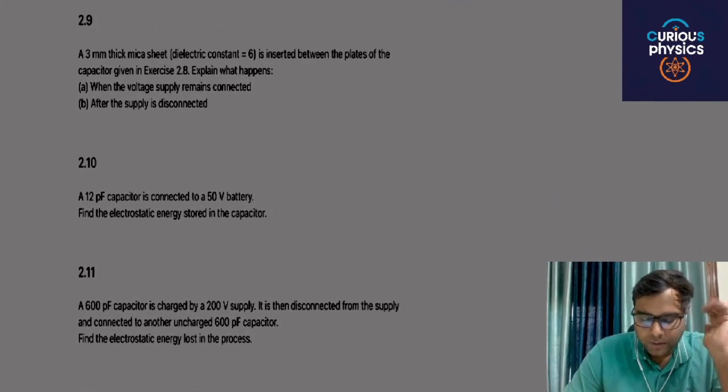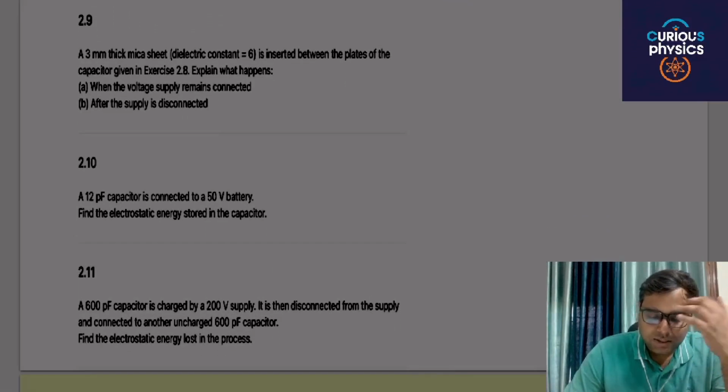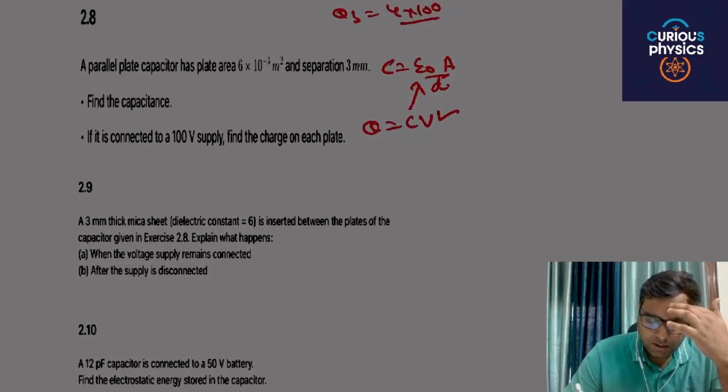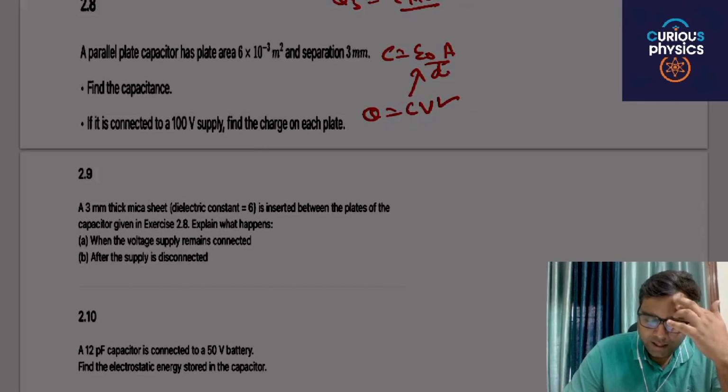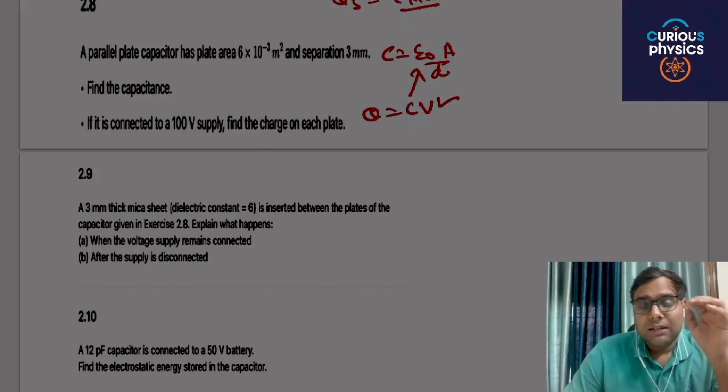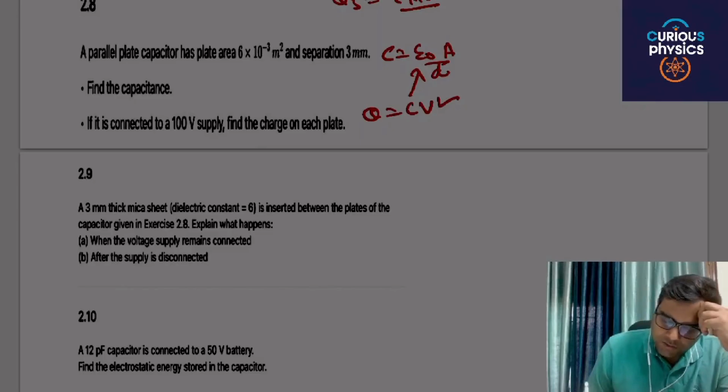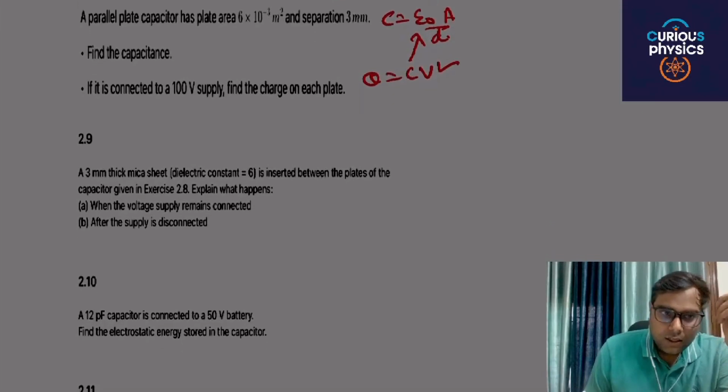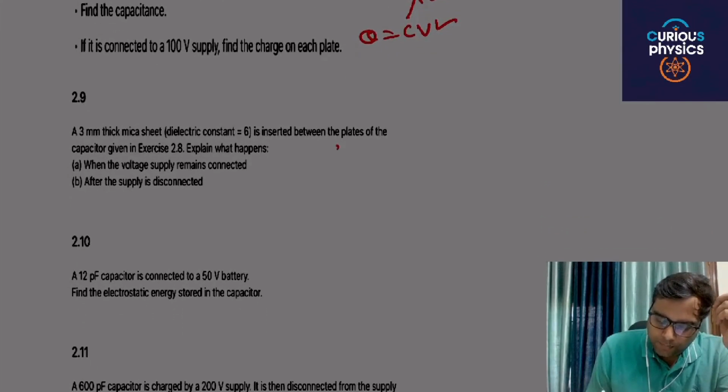2.9, a 3 mm thick mica sheet is inserted between the plates of the capacitor given in 2.8. Explain what happens when the voltage supply remains connected. If the voltage supply remains connected, then the charge will change. In this case, for example, this question is 2.9. In part A, let's say the potential is 100 volt, and this is the capacitor.